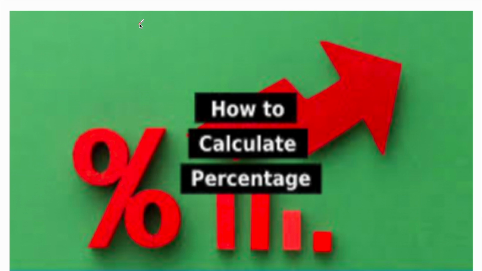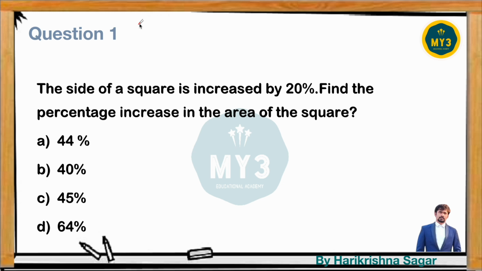Even the square numbers and cube numbers are also helpful in calculating percentage based questions, which we are going to see in arithmetic. And how we can apply that, we'll take a few examples. If you observe this question, the side of a square is increased by 20%. Then find the percentage increase in the area of the square.